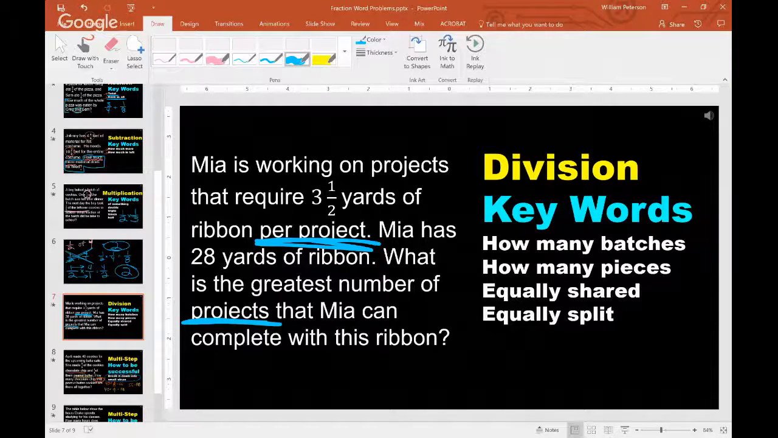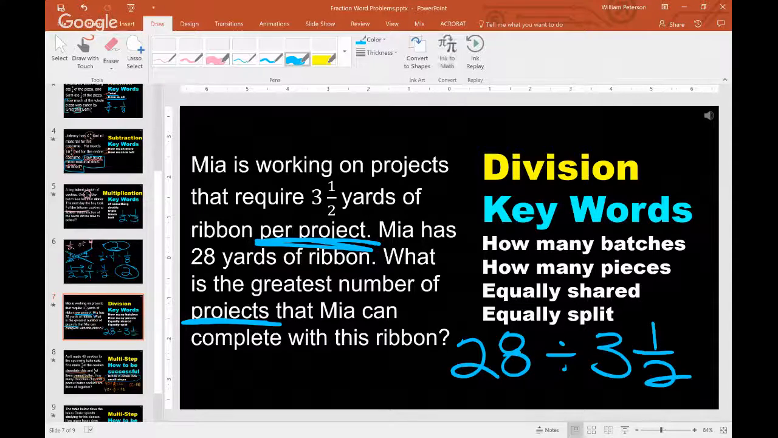So one project requires 3.5 yards. We have to figure out how many projects. The way this works is that we're going to divide. We have this total amount of 28, and we're going to divide by 3.5. When we do this, we should get a number of projects that she can complete.